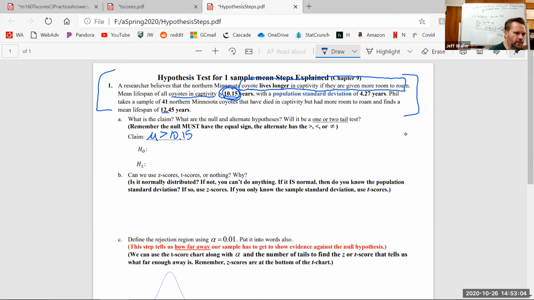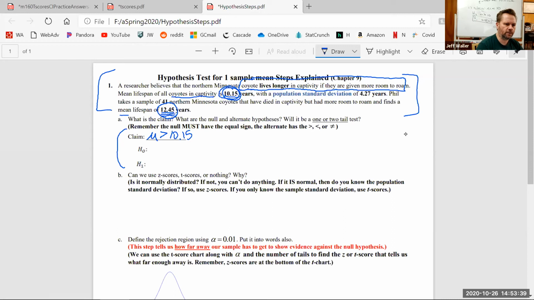What is this number here? Where did that number come from? That's a mean, isn't it? But where did it come from? That's the sample mean. The sample mean is never going to show up in my claim, because in real life, I would make a claim and then I would go take a sample. So the sample stuff will never show up in this first step.